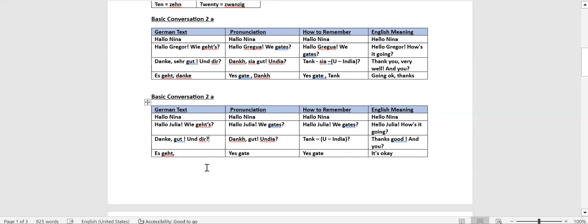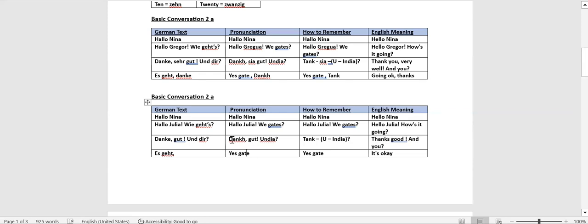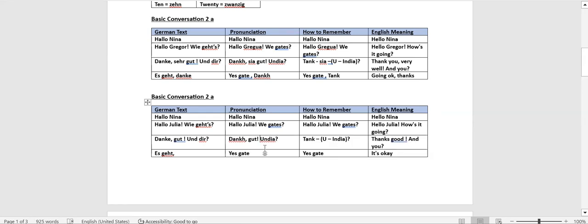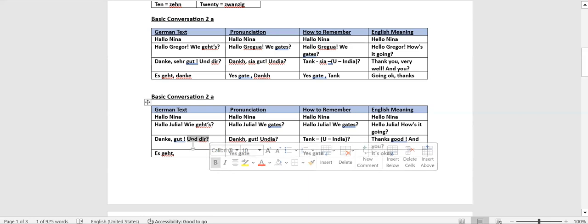Danke, gut, und dir. What does this mean? Thanks, good. And you, or how about you? So let us see how to pronounce this. Danke, gut. Und dir? So it means thank you, good. How about you? Okay. Let's see how we can remember this. Again, tank. Visualize a tank. And then instead of saying India, you say undia.